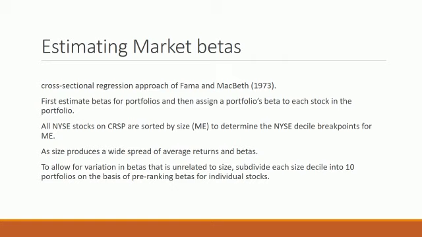So, to remove this problem and to allow variation in the beta that is unrelated to size, they subdivide each decile into 10 portfolios on the basis of pre-ranking betas for individual stocks. After assigning firms to the size-beta portfolios in June, they calculate the equal weighted monthly returns on the portfolios for the next 12 months, from July to June.